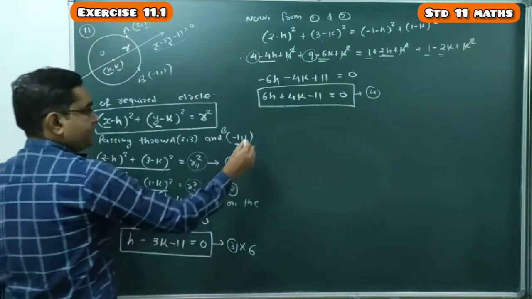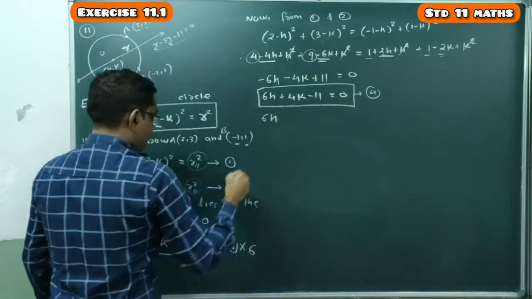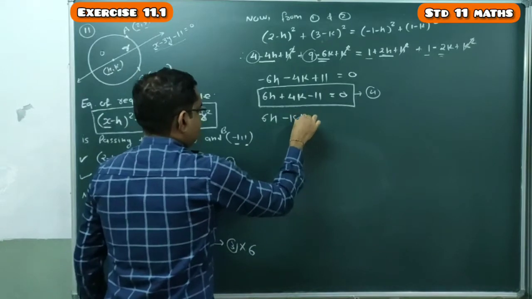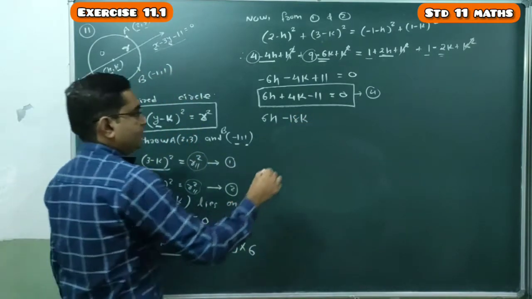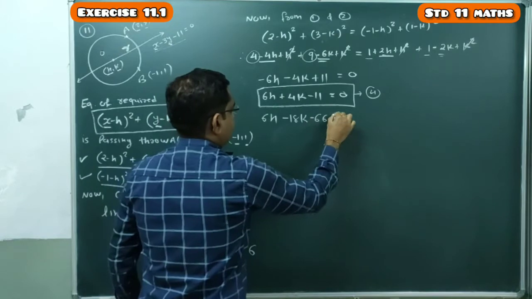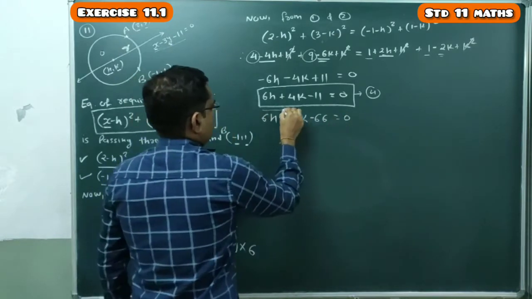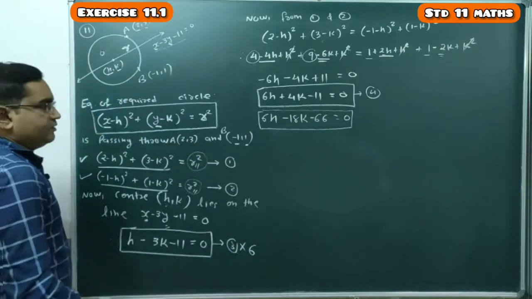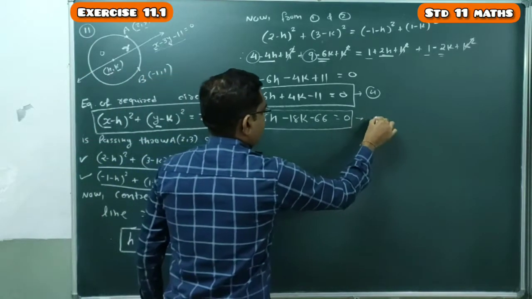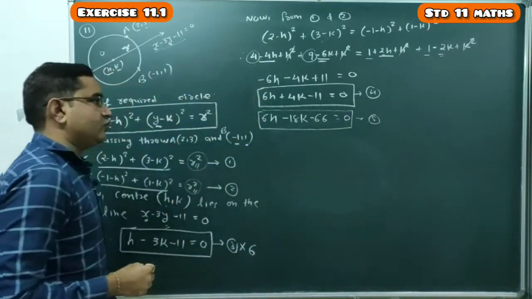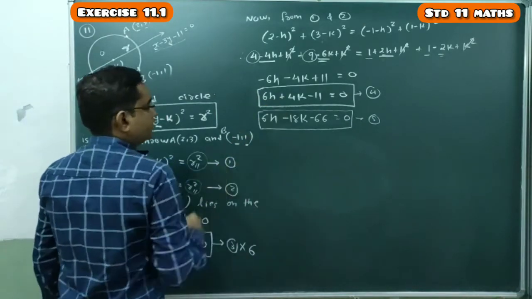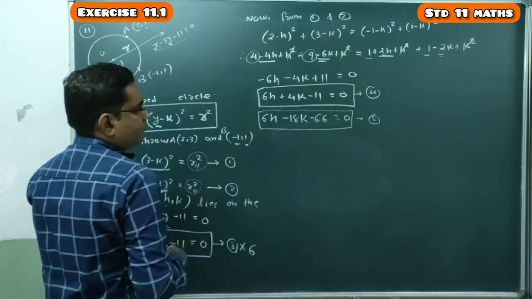So it's 6h minus 18k minus 66 equal to 0. Done. This is multiplying the result with 6. Say this one is result number 5. Result 5 is obtained by multiplying result 3 with 6 to make the coefficient of h equal. Now we have to solve both the equations.